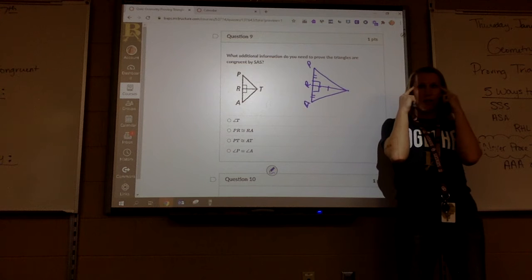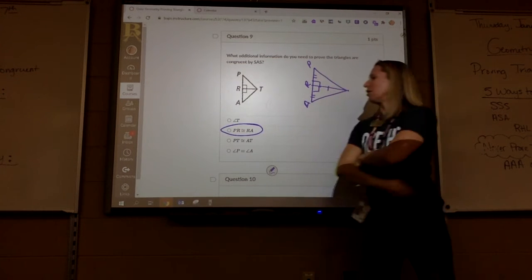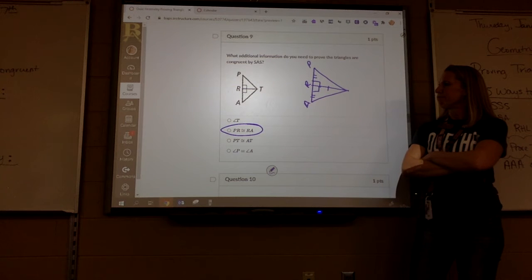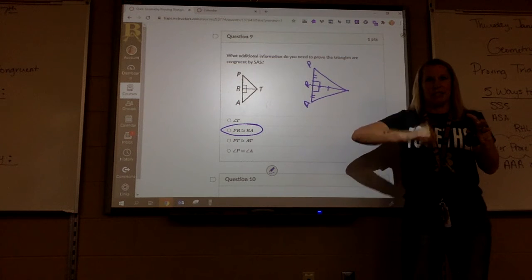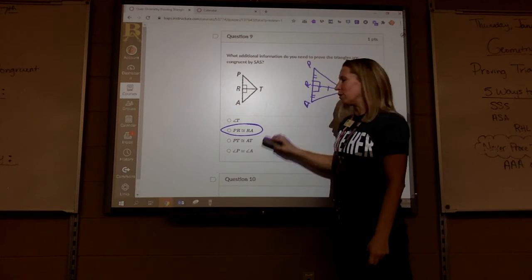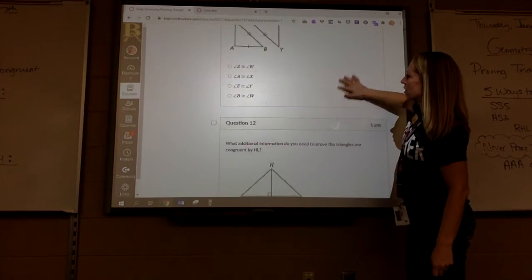So you have to go through and try to figure out what additional information you need. But I would draw the picture. I'm very visual. I have to draw it. I have to see it. So if you can do it without drawing, then that's fine. Okay, so you're going to have to do that on several.